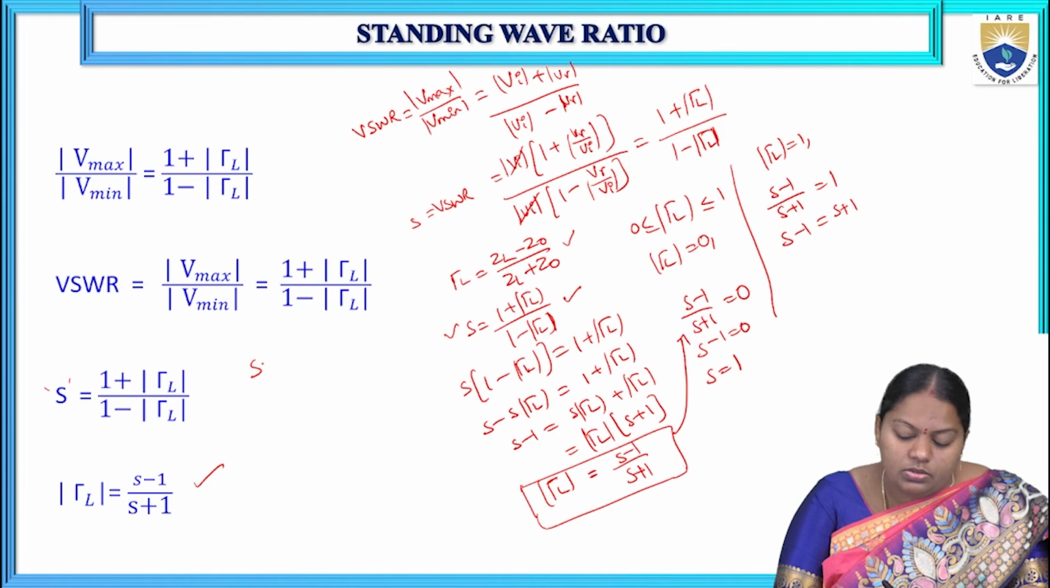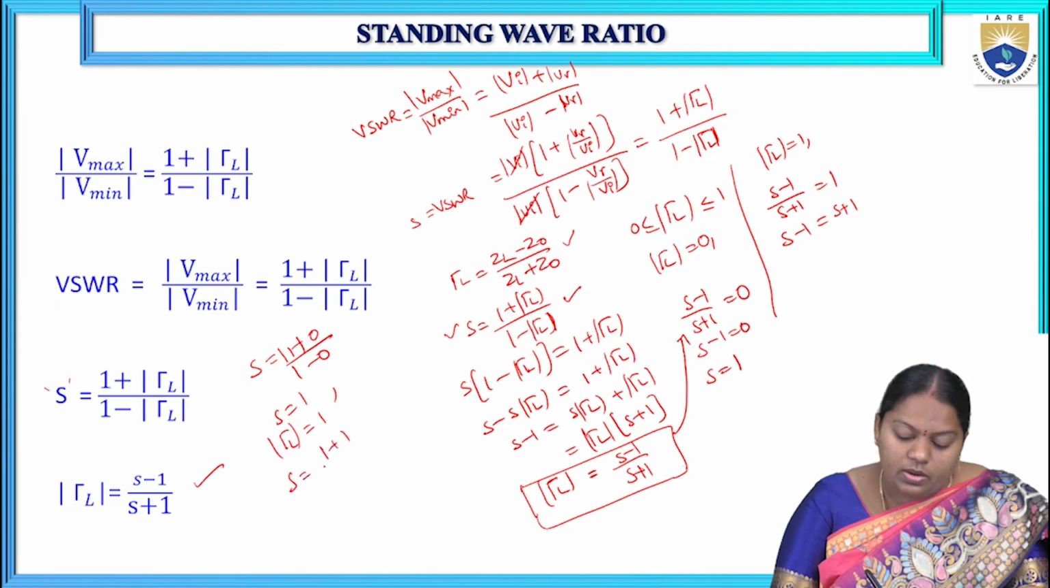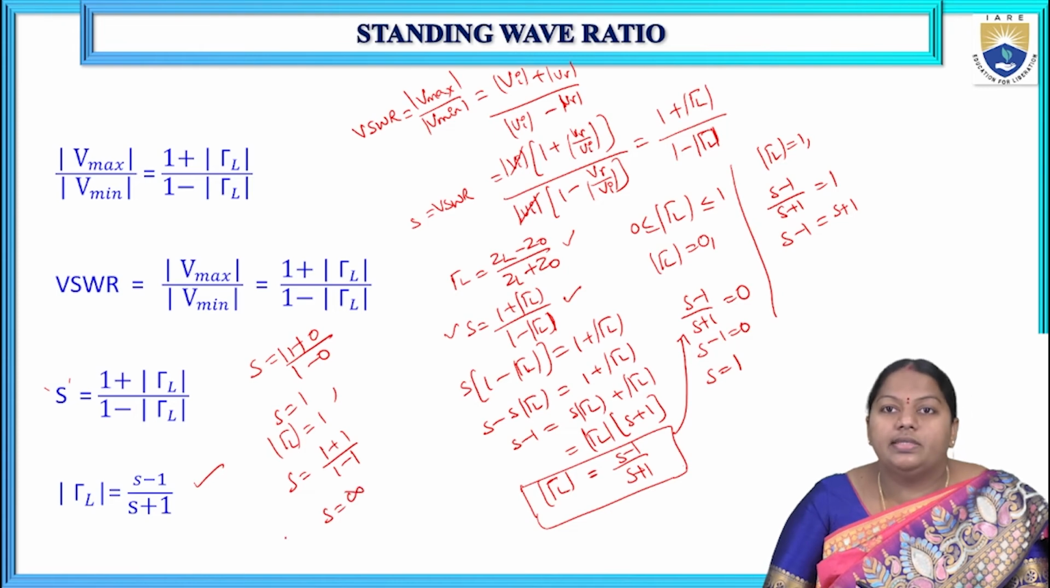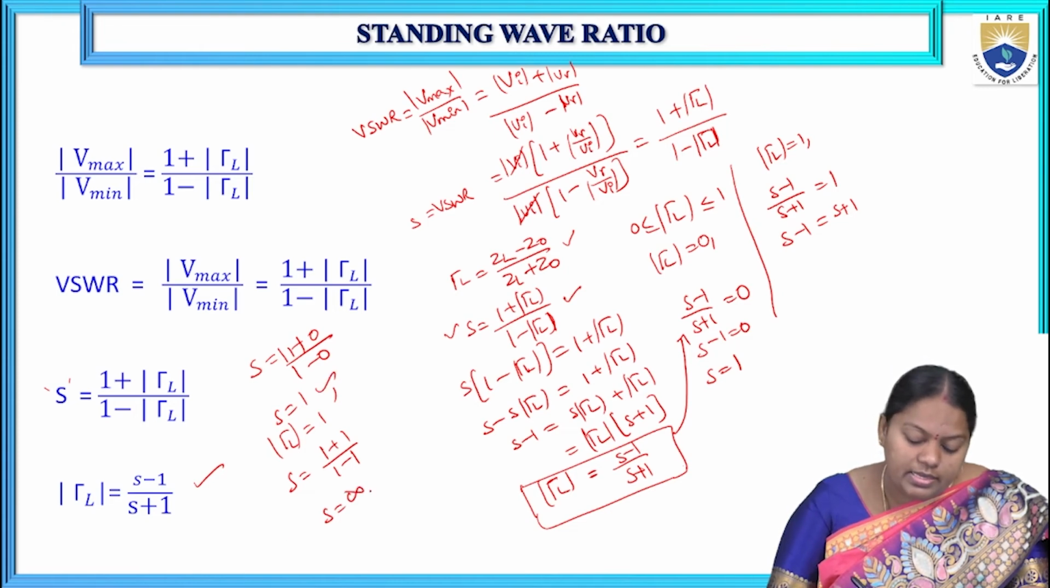Means S is equal to 1 plus... if you substitute gamma L as 0 here, (1 plus 0) by (1 minus 0), then S is equal to 1. Now if you are observing gamma L as 1, then S is equal to (1 plus 1) by (1 minus 1), then S is equal to infinity. Right? This is the way the S is ranging from 1 to infinity.